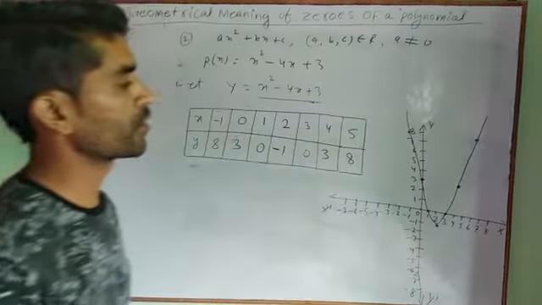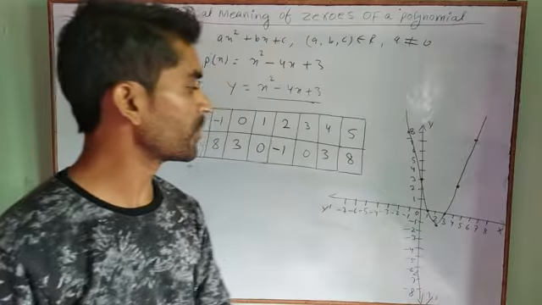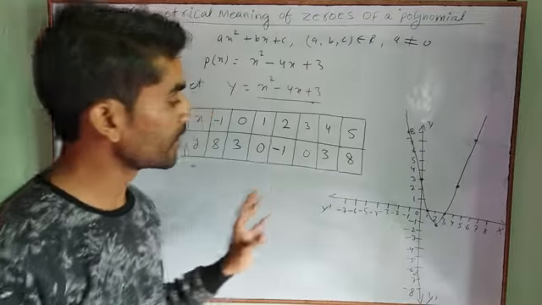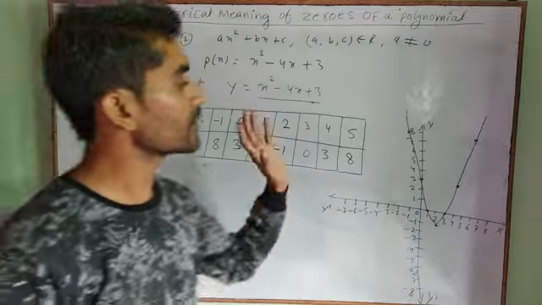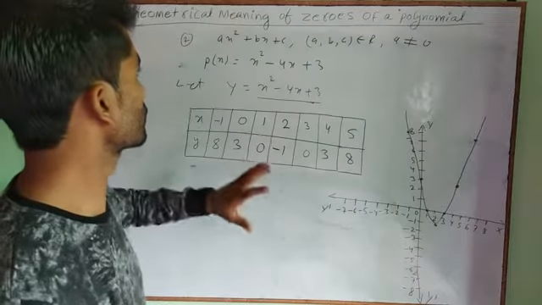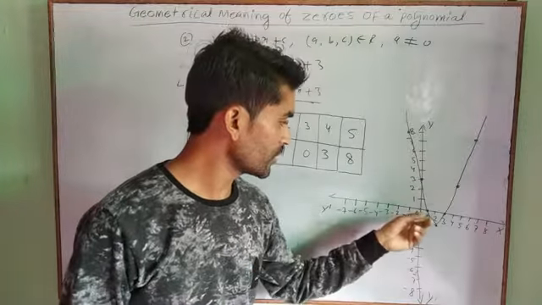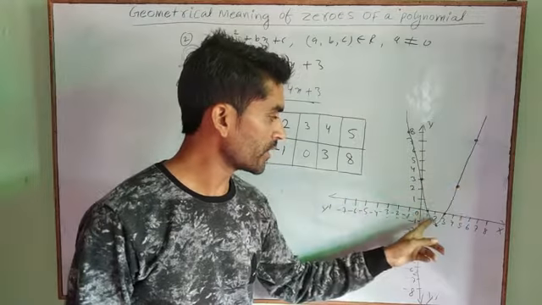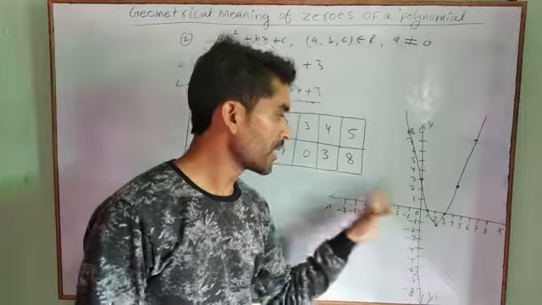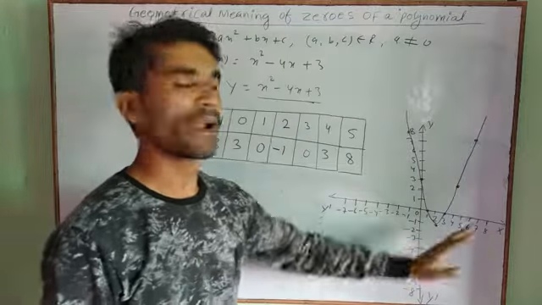See, what we are observing is that the line is intersecting the x-axis at two different places, 1 and 3. That is why the number of zeros of this quadratic polynomial will be 2, because it's intersecting at two different places. The line intersects the x-axis at 1 and 3. That is why this quadratic polynomial has two zeros, that is 1 and 3.